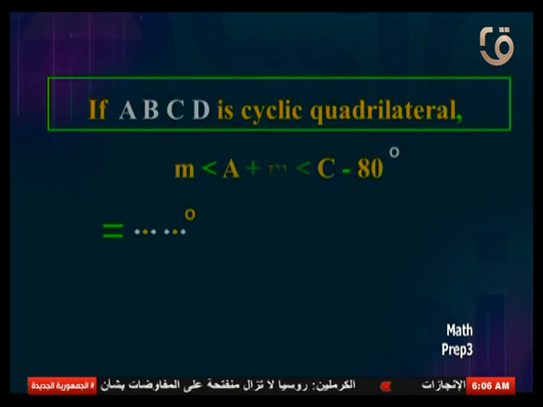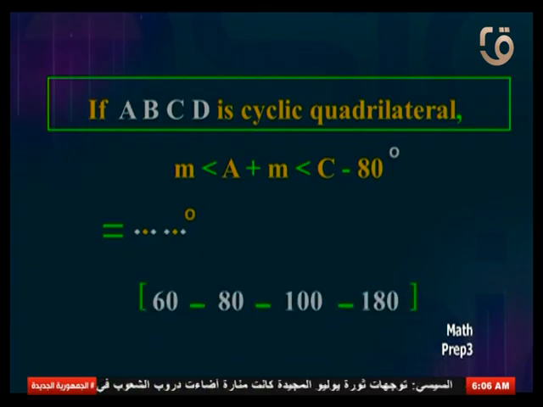Another example. If ABCD is a cyclic quadrilateral, measure angle A plus measure angle C minus 80 degrees equals what? Is it 60 degrees, 80 degrees, 100 degrees, or 180 degrees? At the very beginning, what about ABCD? It is a cyclic quadrilateral.